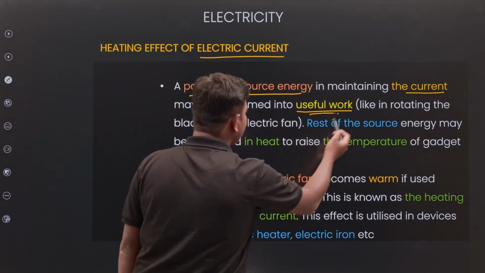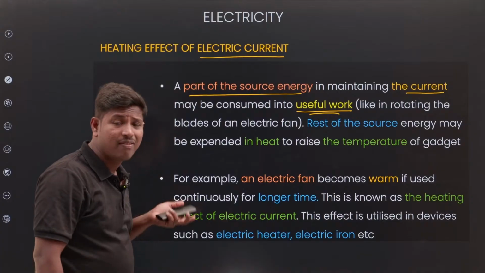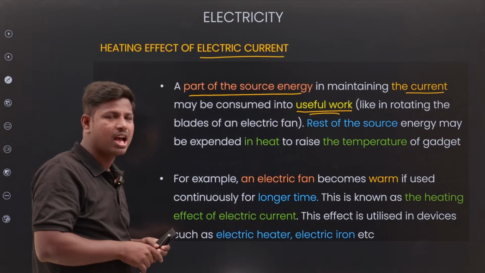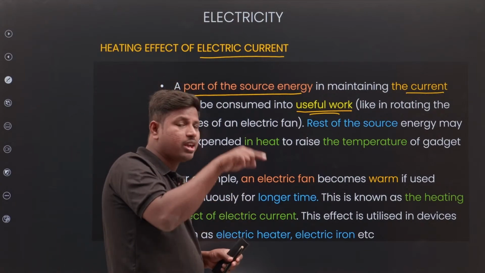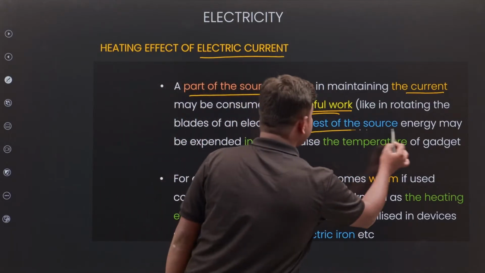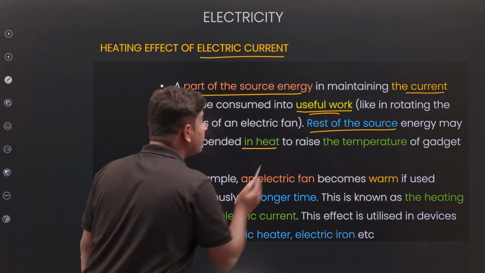So, which work are we doing? Rotating an electrical fan. How does the electrical fan work? Because of electricity only, na. Otherwise, some person would be rotating it with a finger. No, right? See, so the rest of the source energy goes out in the form of heat.